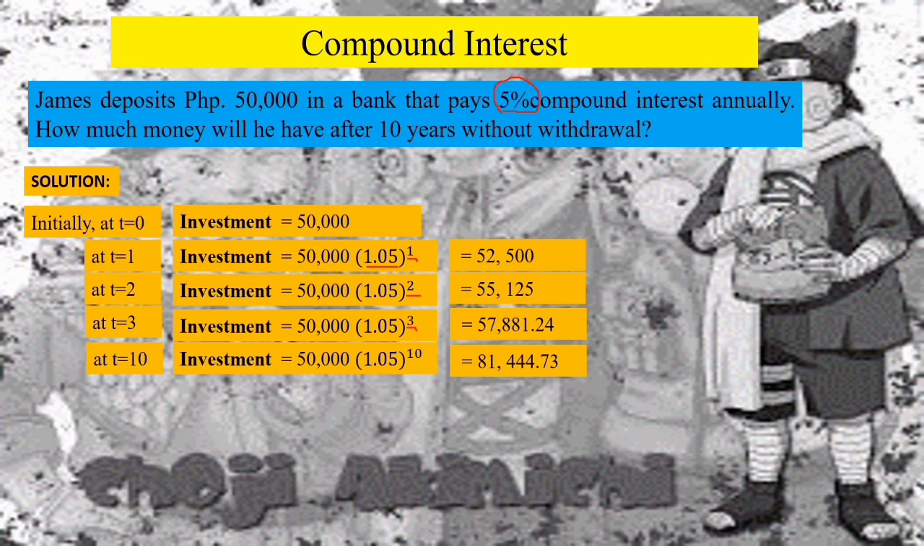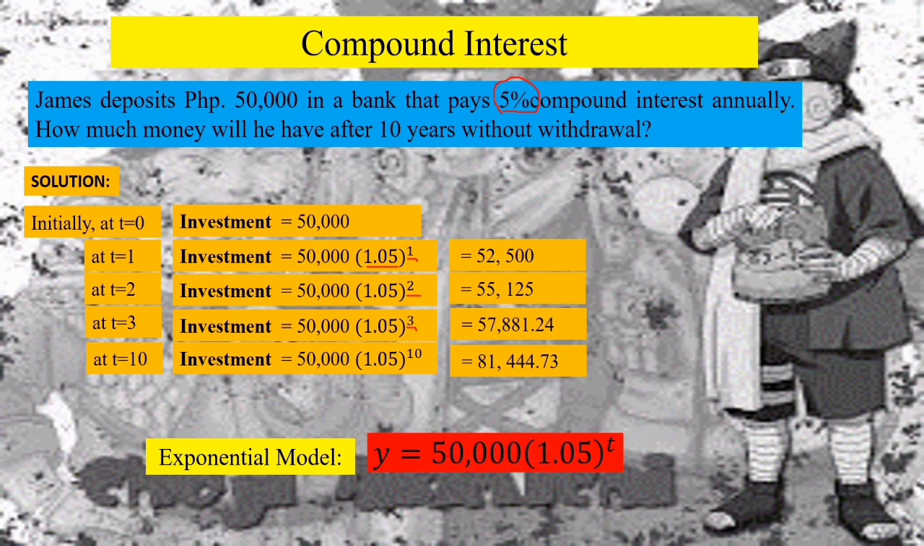Pero, kung titingnan mo, class, mabilis yan. Kasi nga, compounded interest yung ginamit natin dito kasi nagkaka-interest pa dun sa interest mo. Nakuha ba? Okay. Exponential model. So, paano natin yan ilalagay sa exponential model natin? So, y is equal to 50,000 times 1.05 raised to the power of t. Ayan. So, sana alam natin kung paano kumuha ng exponential model.